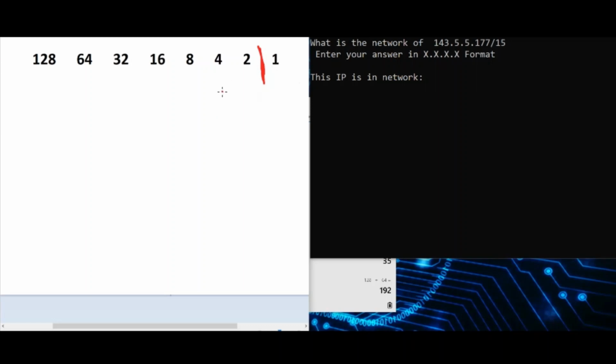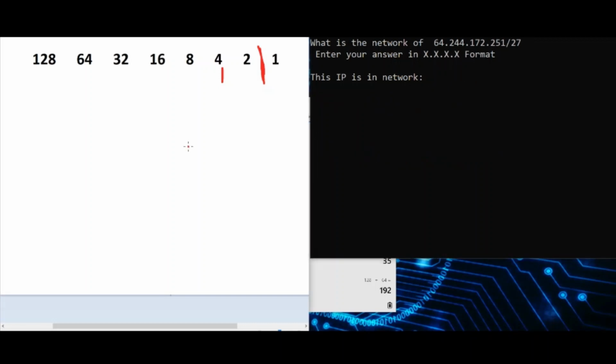The only bit we can turn on, because we're looking in the second octet here, is 4. That leaves us with 1. That's the only one we can turn on. So the network is 143.4.0.0. As you can see, that's the right answer. Let's do another one. That one was quick.